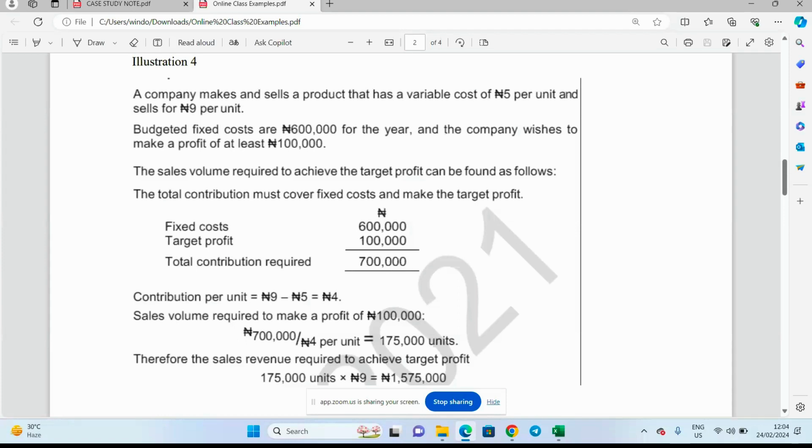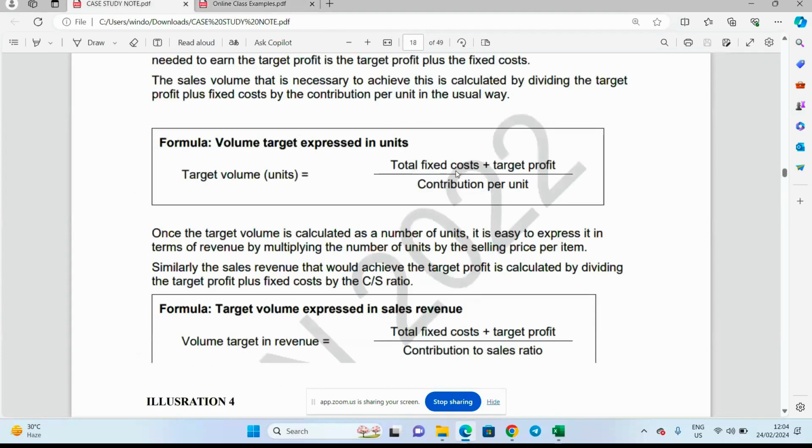No, I'm not saying calculate break even. I just want to take it one step after the other. The contribution first. You have variable cost per unit, you have selling price per unit. The contribution is 4 naira. Very good. Now, budgeted fixed cost is 600,000. The company target profit is 100,000. And the formula tells us that it is total fixed cost plus target profit divided by contribution per unit.